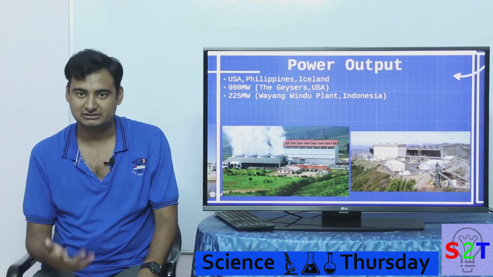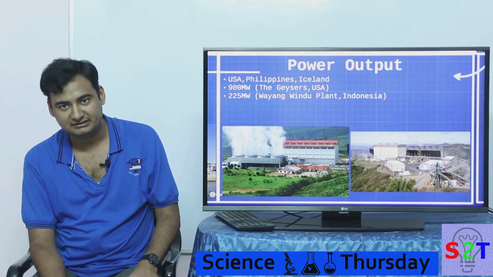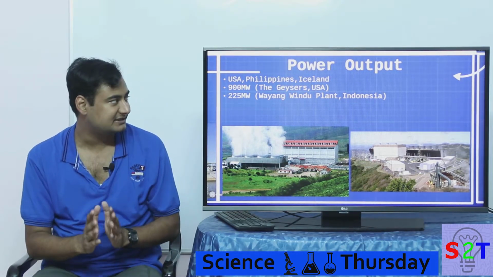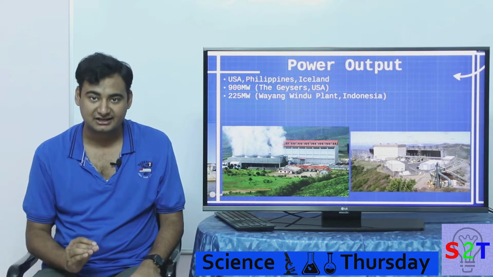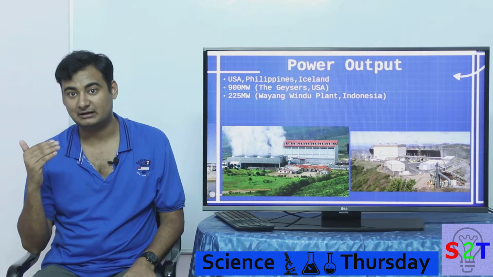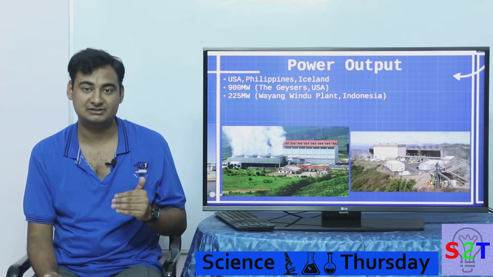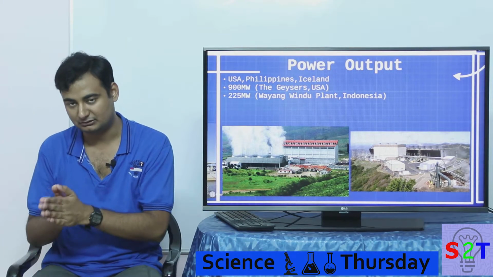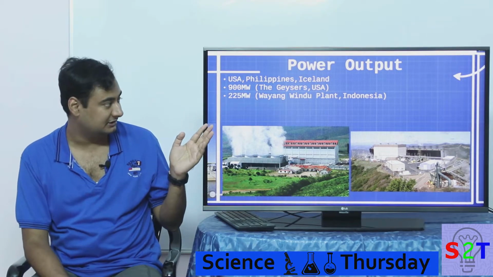So if we have all these things, what kind of power can we expect? USA, Philippines and Iceland are kind of leading the charge. USA is not leading the charge in proportion, because even though it has the biggest power plant there is, the Geysers in USA, the problem is that it provides a very small fraction of USA's power consumption. And in case of the Philippines, the Philippines gets upwards of 17% of its total energy from geothermal. That's why you will hear people say Philippines and Iceland, because they're getting a larger proportion of their overall electricity from geothermal.